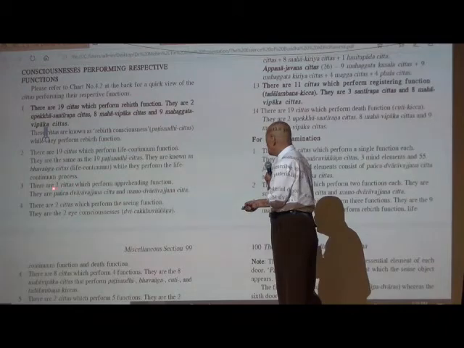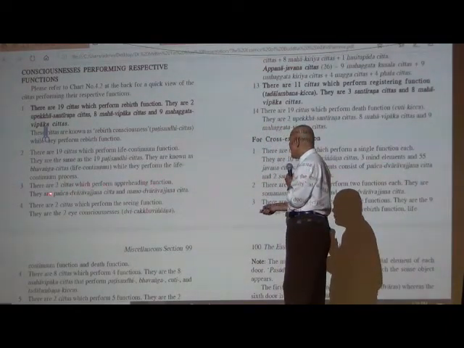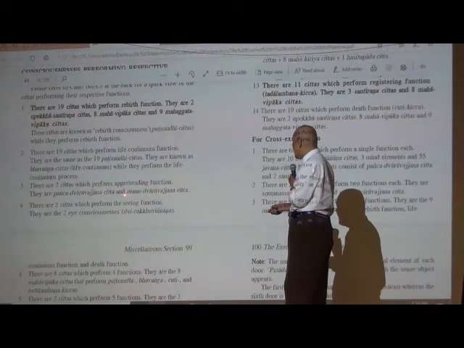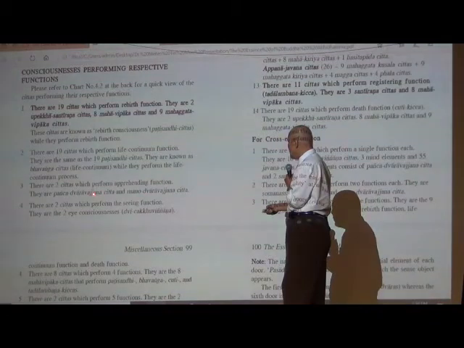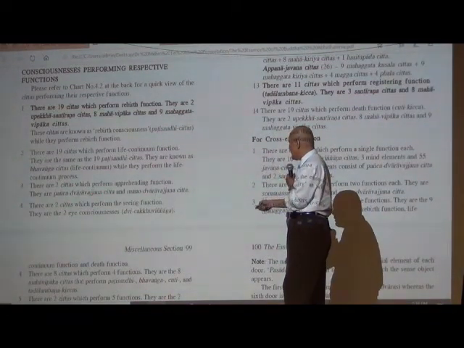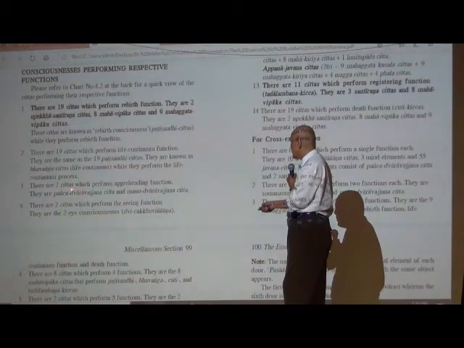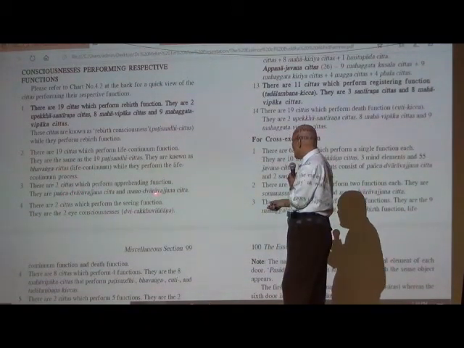And then there are two chaita which perform the apprehending function. They are pancha dvara vajjana chaita and mano dvara vajjana chaita. If the sense object appears in one of the five sense doors, it is always pancha dvara vajjana that apprehends it, taking notice of that sense object. If the sense object appears in the mind door, mano dvara vajjana chaita will apprehend it.